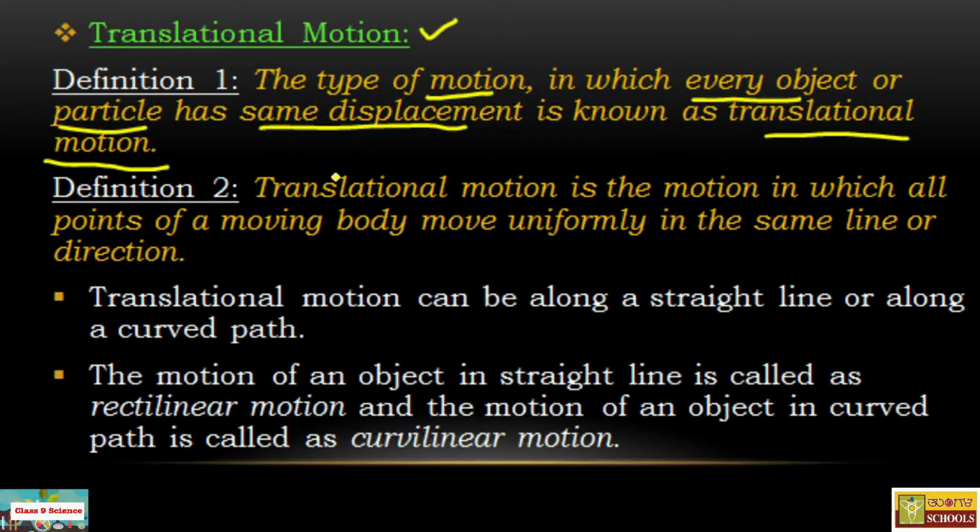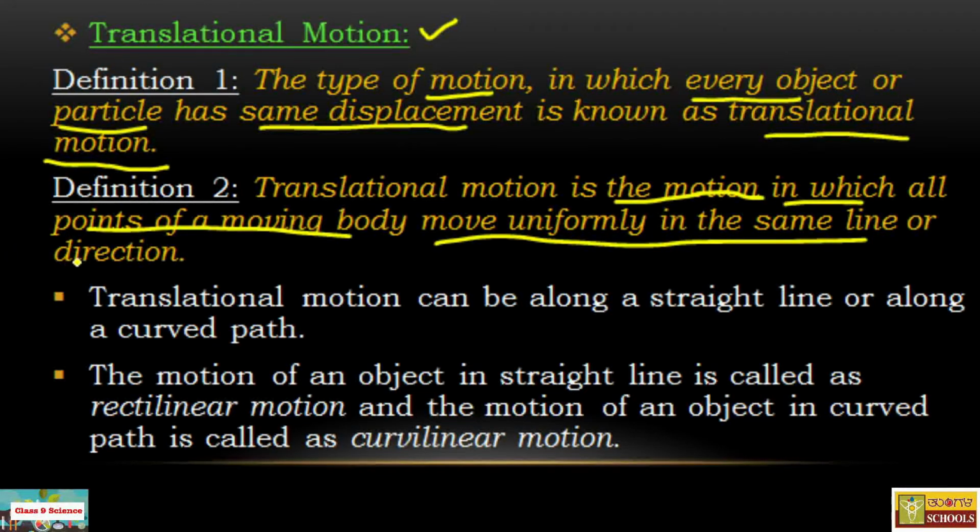In other words, you can define it as the motion in which all points of a moving body move uniformly in the same line or same direction. Translational motion is the motion in which all points of the body which is in motion move uniformly in the same line or in the same direction. Such type of motion is known as translational motion.